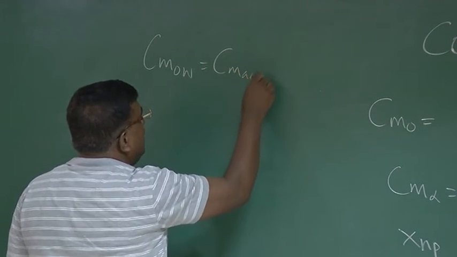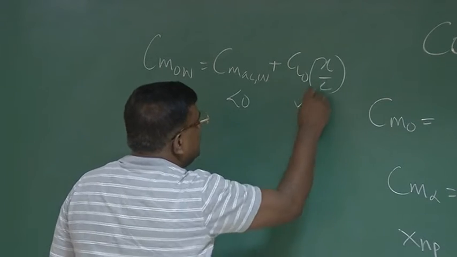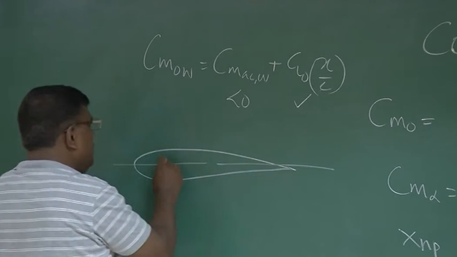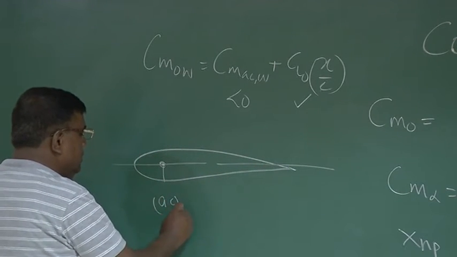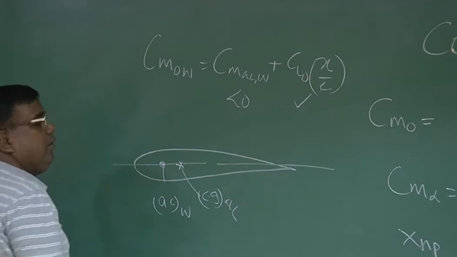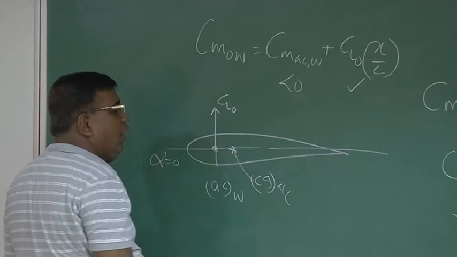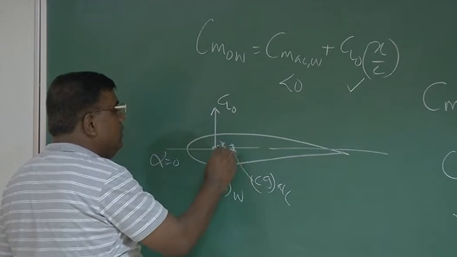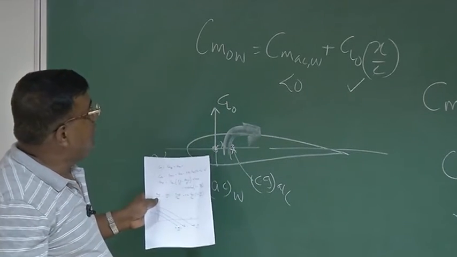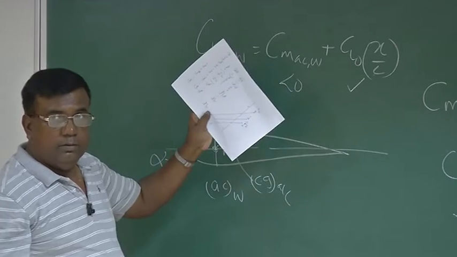For a cambered aerofoil, Cm AC wing is less than 0. So I have to do something with the second term. What is the second term? If this is the AC of the wing, I will ensure that the CG of the aircraft is behind the AC of the wing. So at alpha equal to 0, I know there is a lift force, or CL naught, and this distance is x. So this will give a nose up moment, or it will give Cm naught positive. And it should be sufficient enough to counter this negative value. At least this should become 0.